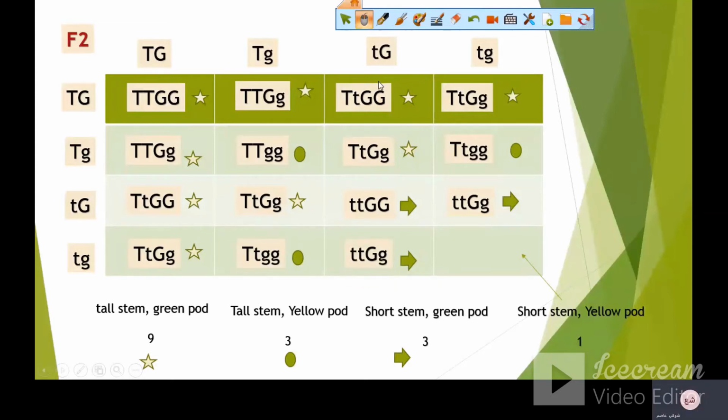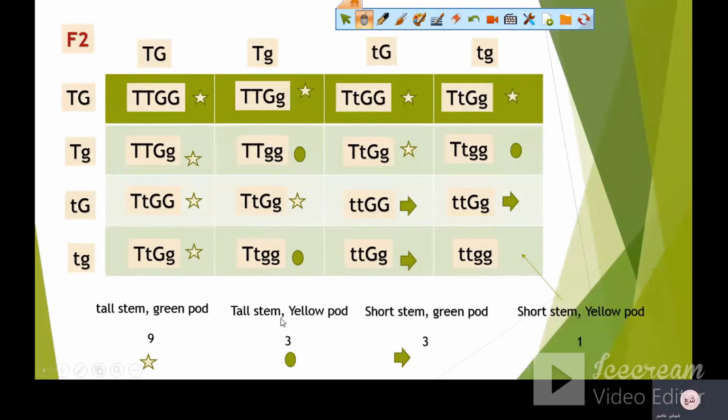And after completing it, I need to find the percentage of the produced offspring. If you try to get the tall stem and green pod, what is the number of them? I symbolized it for you by this sign. 1, 2, 3, 4, 5, 6, 7, 8, 9. So the number is 9.